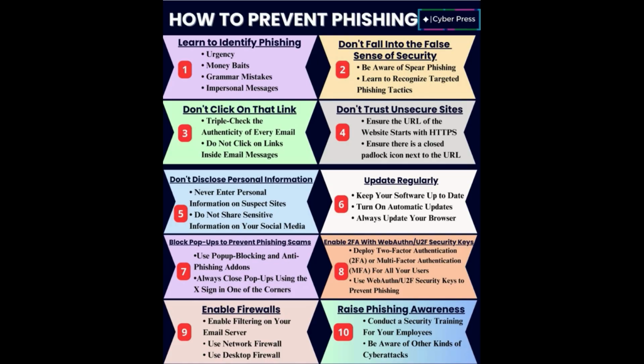Enable firewalls. Always enable filters on your email service. Use a network firewall and a desktop firewall also. It is built into the OS in Windows. Windows Defender is a big defender in Windows 10 and Windows 11, an automated built-in tool. You enable that. Raise phishing awareness by conducting security training for your employees. Be aware of other kinds of cyber attacks. These are all phishing prevention techniques.